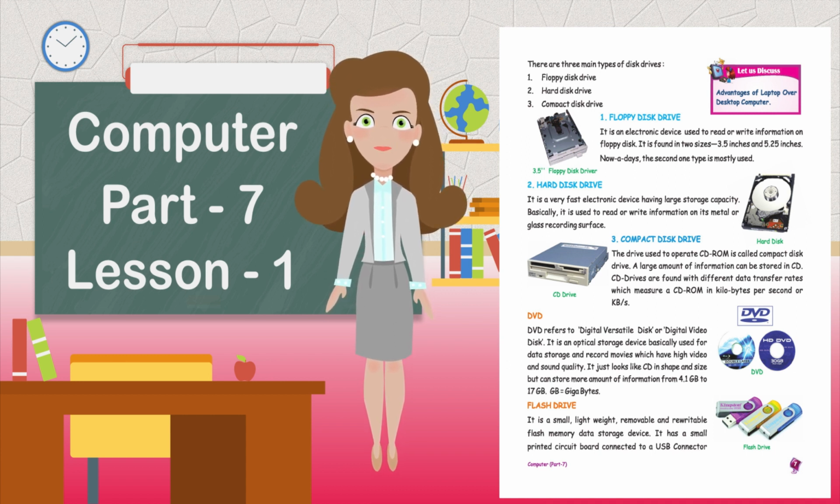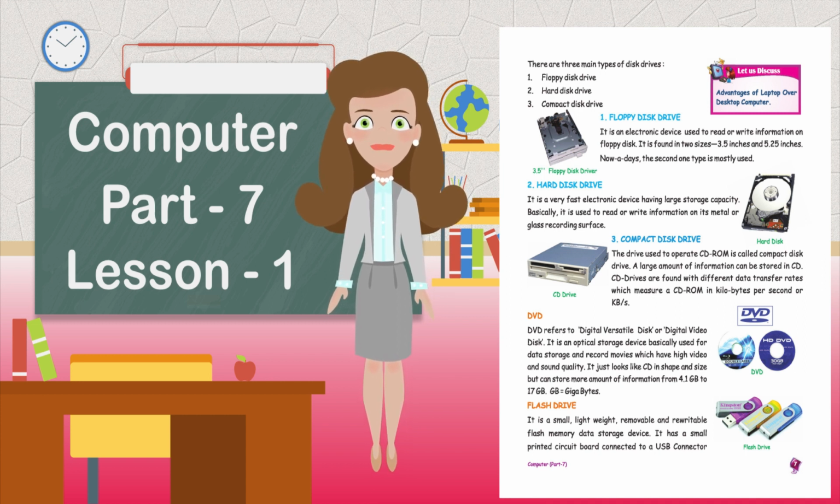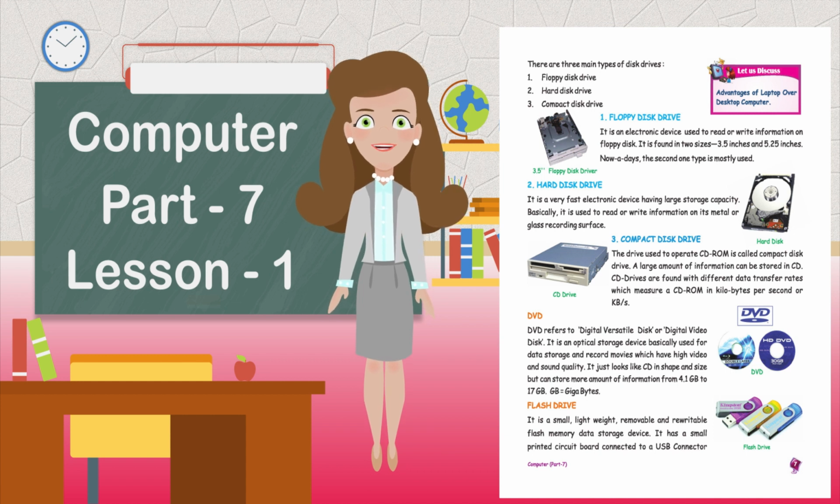Number 3, compact disk drive. The drive used to operate CD-ROM is called a compact disk drive. A large amount of information can be stored in a CD. CD drives are found with different data transfer rates which measure a CD-ROM in kilobytes per second or KBps.